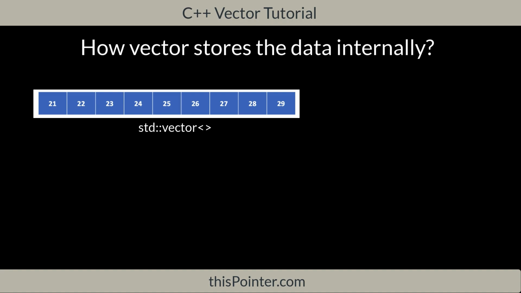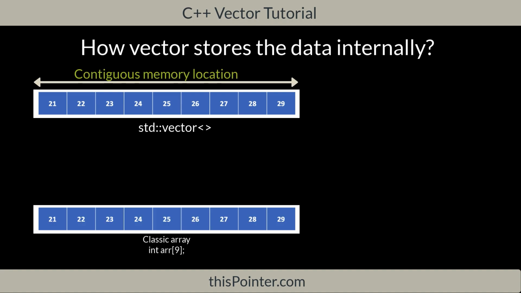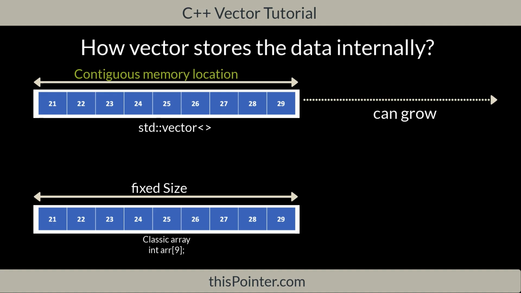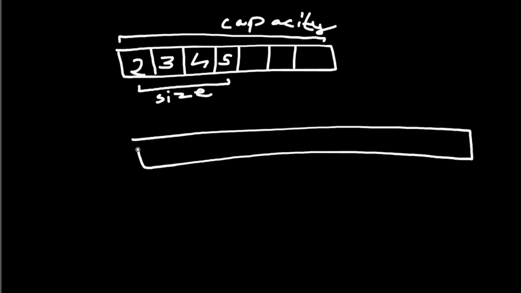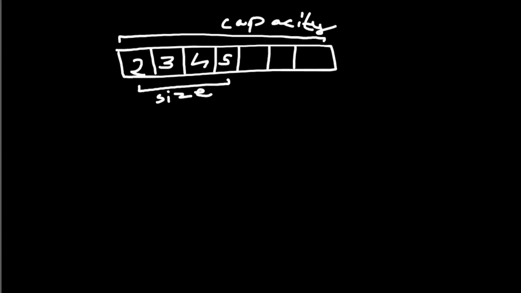A vector in C++ stores its data internally using a contiguous block of memory, just like an array. But an array is of fixed size, whereas the size of a vector is dynamic in nature. What does it mean? When a vector is created, it initially reserves a small amount of memory to store its elements. As elements are added to the vector, it dynamically resizes itself by allocating more memory as needed. Therefore, it is also called a dynamic array.